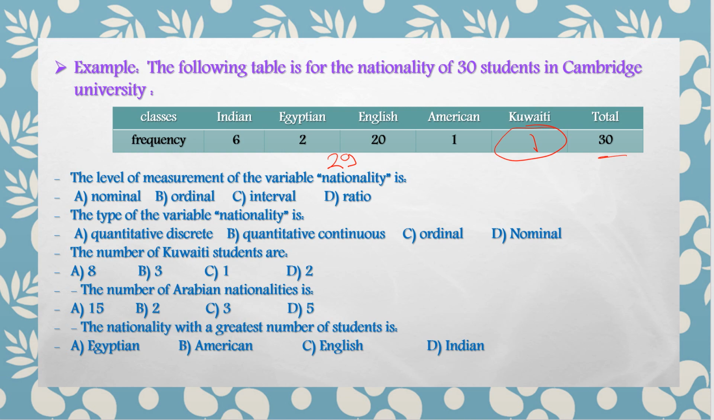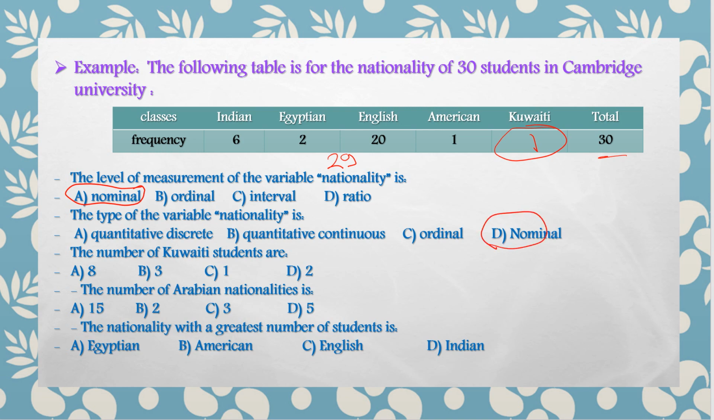Question 1. The level of measurement of the variable nationality is... The variable nationality here is qualitative nominal data, not ordinal. So the qualitative nominal variable is measured using the nominal level of measurement. So the correct answer is A, nominal level of measurement. The second question, the type of variable nationality is, as we just said, qualitative nominal data. So the correct answer is D.